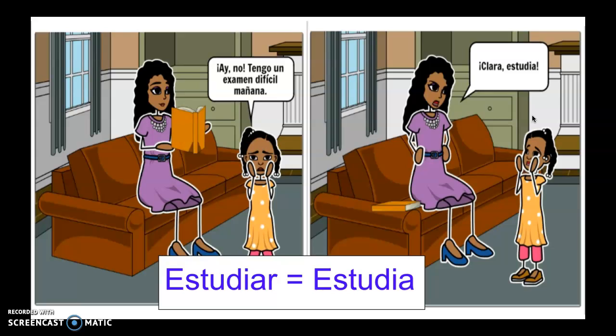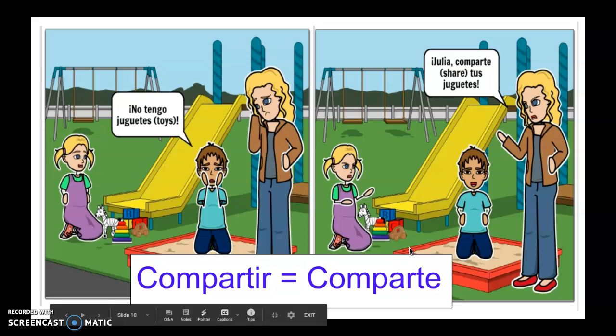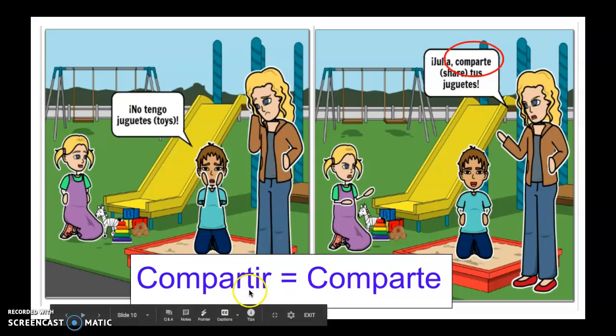Ay no, tengo un examen difícil mañana. Y la mamá dice, Clara, estudia. I've changed it to a command form here. Study. No tengo juguetes. El niño está triste, ¿sí? I don't have any toys. Y la mamá dice, Julia, comparte tus juguetes. Share your toys. So this time I'm using an E on the end since compartir is an IR verb.